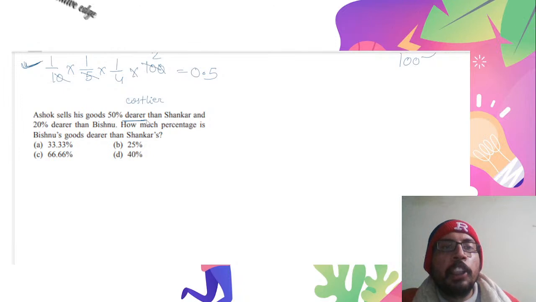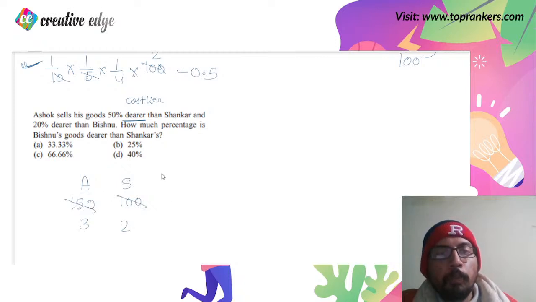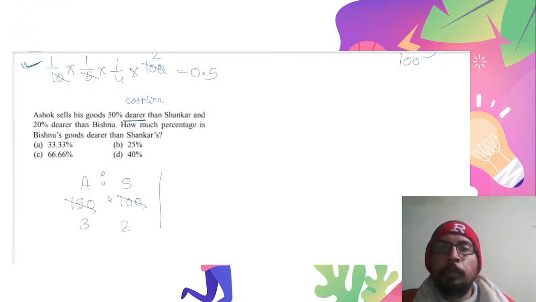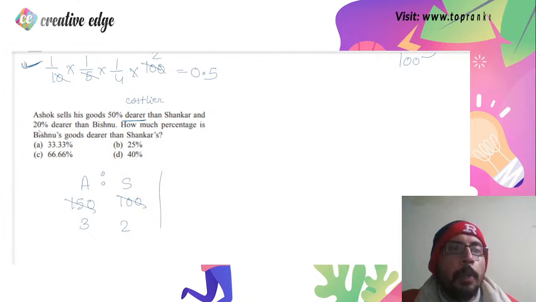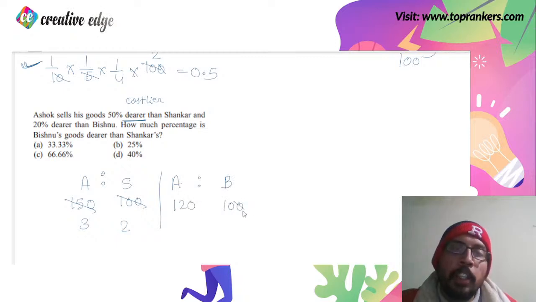So this is Ashok, this is Shankar. Let us say if Shankar sells at rupees 100, Ashok is going to sell at 150. That is 3:2. This is one of the ratios. The second ratio states that Ashok is 20% dearer than Vishnu. So this is Ashok and this is Vishnu. If Vishnu sells at 100, Ashok is going to sell at 120. Here the ratio is 6:5.